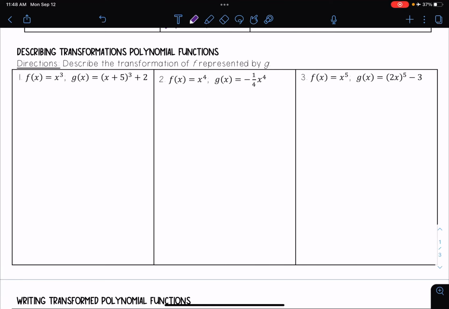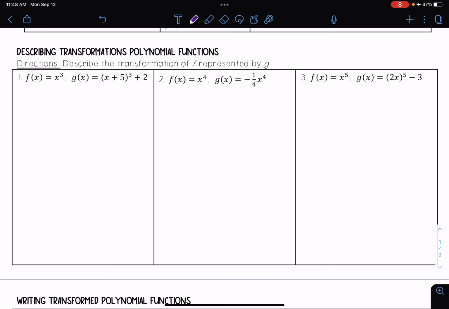So for this video, we're going to be looking at describing transformations of polynomial functions. So we're going to describe the transformation of f represented by g. Here, my parent function f is equal to x cubed, and my g of x is equal to (x + 5) cubed + 2. Now I'm going to describe that transformation.